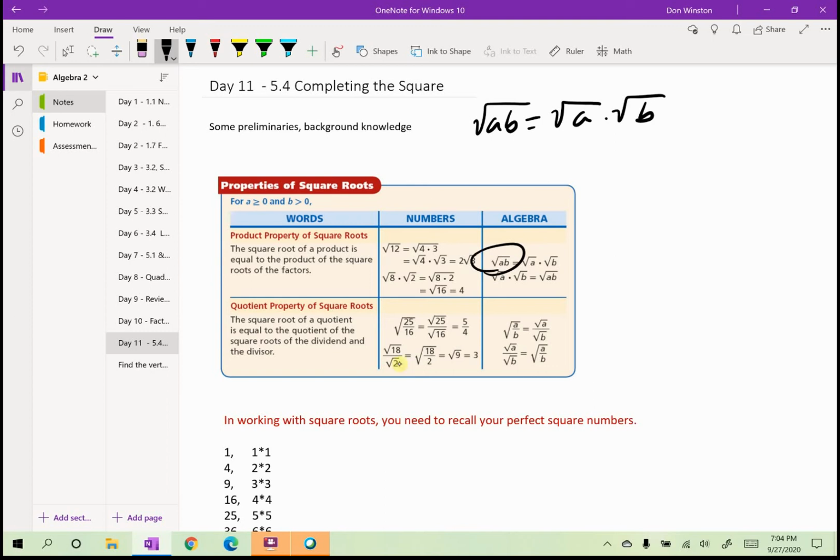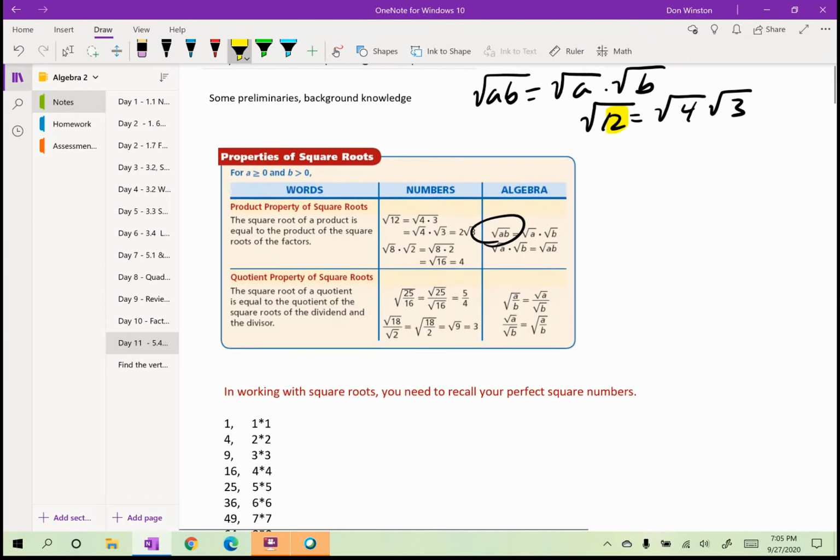So for example, they gave us that problem, the square root of 12. I can simplify that into two components. That's equal to the square root of 4 times the square root of 3. Now, why would I do that? Because when I see 12, I'm looking for factors of 12 that are perfect square numbers.